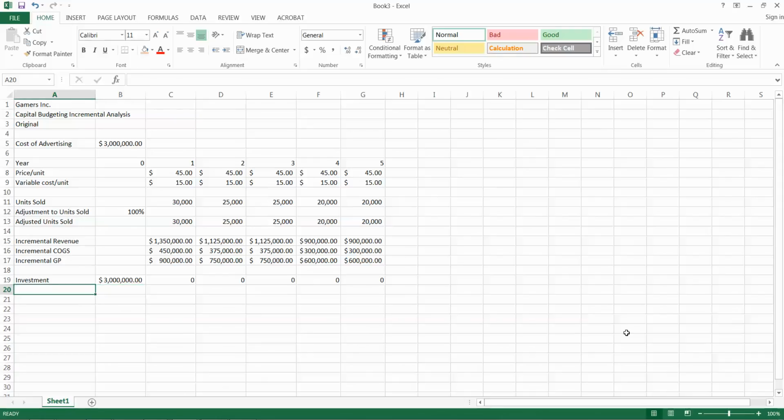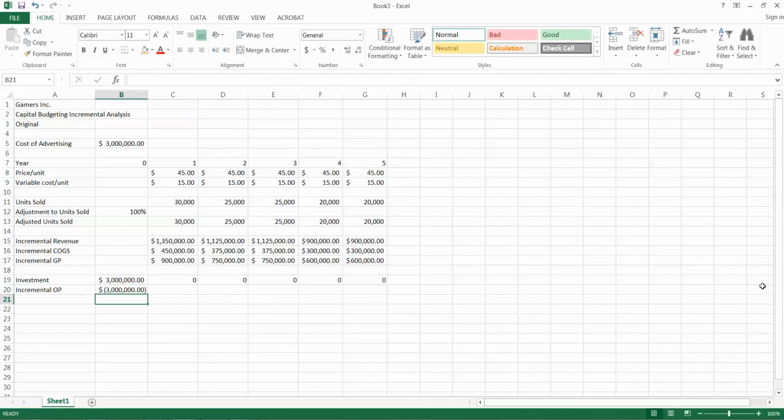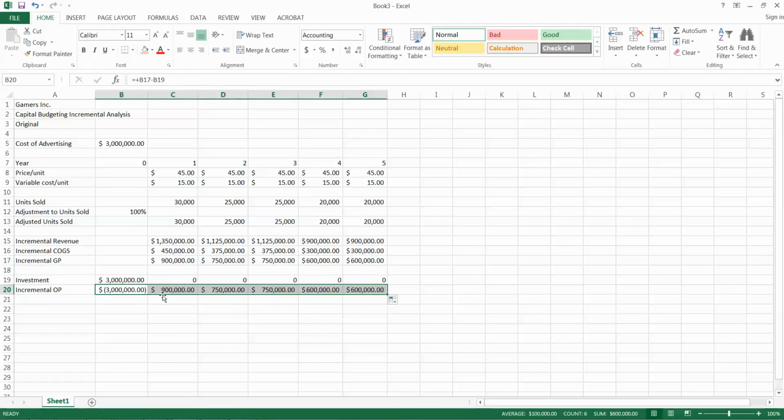Next, we're going to do our incremental operating profit. We'll call it OP. And that is simply equal to our incremental gross profit minus our investment. And in this case, our incremental revenue, we have no units sold and no variable cost. So we have absolutely nothing going on in revenue, cost of goods sold, or incremental gross profit. So that's a 0.